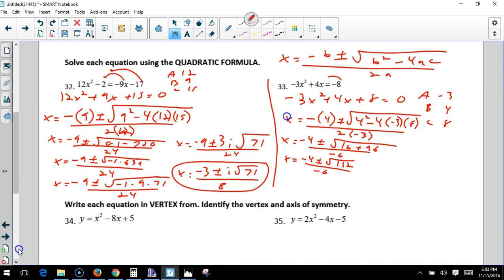And even though it's divisible by 4, you want to try to find the biggest one. And 112 is actually 16 and 7. So that's going to be x equals negative 4 plus or minus square root of 16 is 4. Radical 7 all over negative 6. And since I could bust that up and reduce everything by negative 2, or positive 2, doesn't really matter, I'm going to get for a final answer, x equals, let's do negative 2.